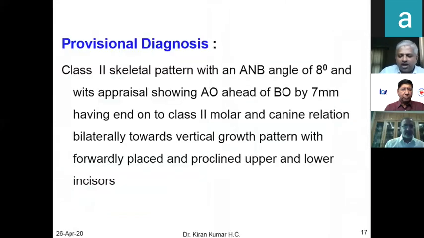Coming to diagnosis, it's a class 2 skeletal case with an ANB of 8 degrees, overjet of 7 mm, having a class 2 molar and canine relationship bilaterally, towards a vertical growth pattern with forwardly placed and proclined upper and lower incisors.